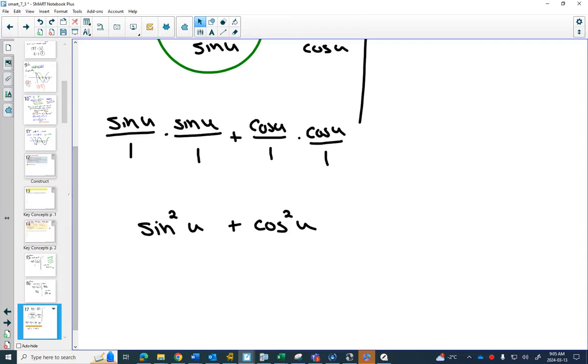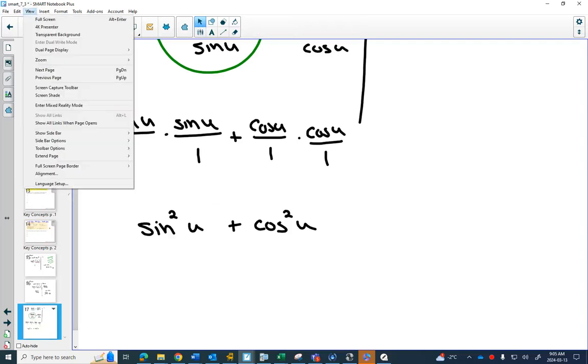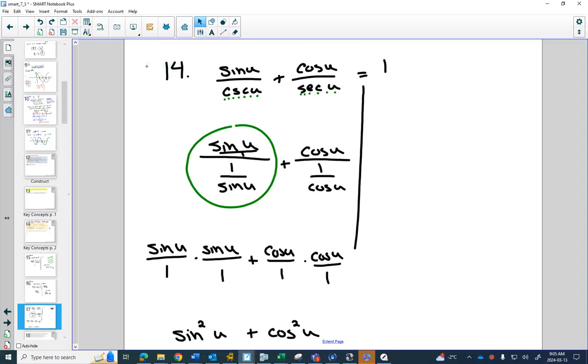I'm going to look at the whole thing. We started, we changed everything to sine and cosine. We simplified our fractions as much as we could, and we're at sine squared u plus cos squared u, and the right-hand side is 1. So we're not done yet. They're not the same. Any ideas that you could use?